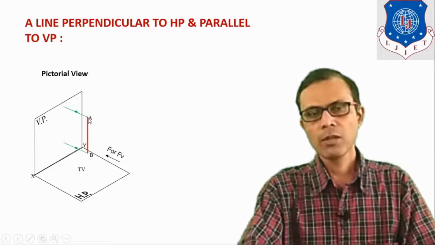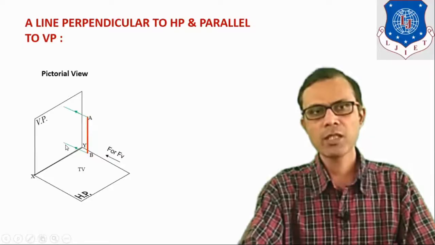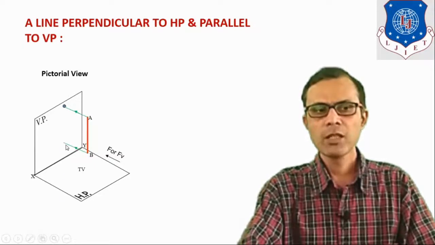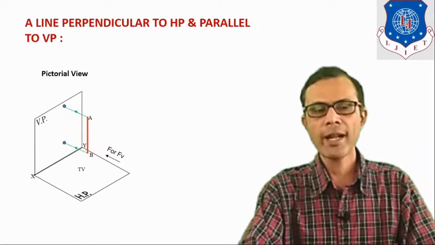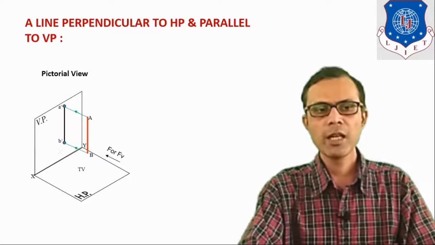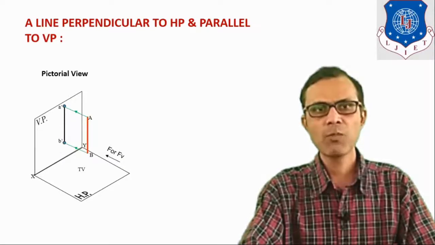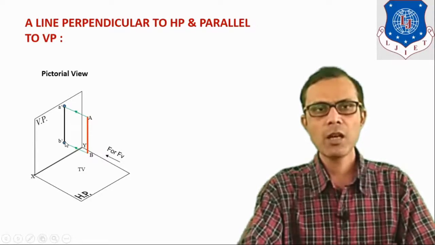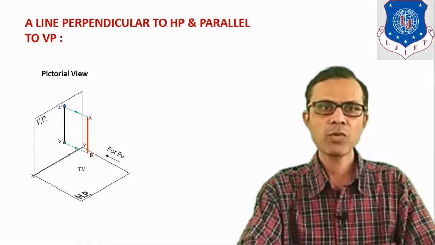So it is a projector from end A and it is a projector from end B. So both of these ends will look like a point on VP. First is A dash, another is B dash. And when we join both of these points here on VP, we will get its projection A dash B dash. You can see how it is projected.